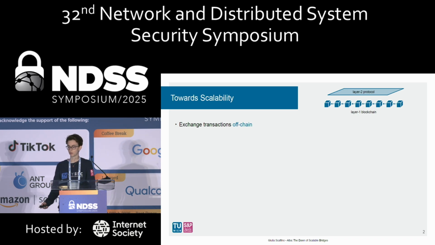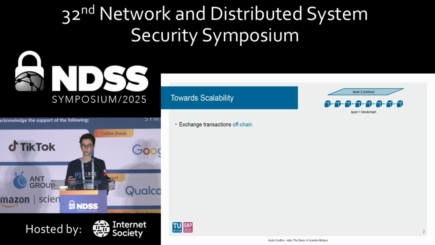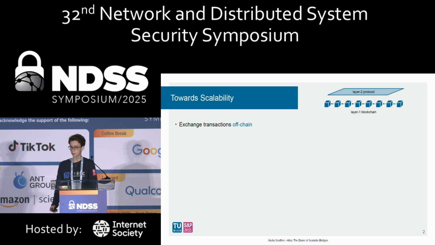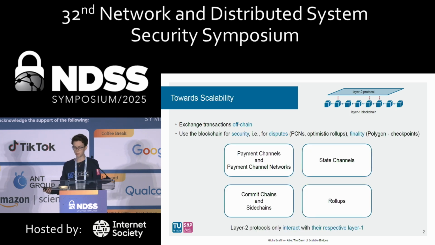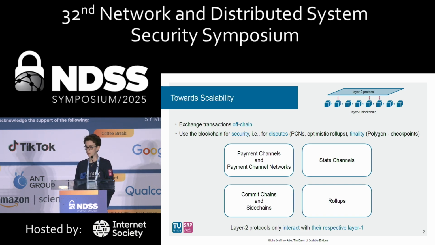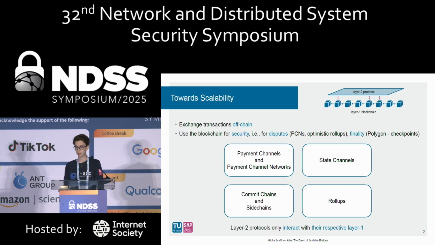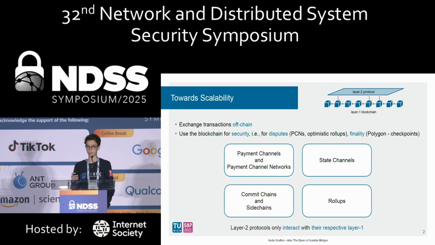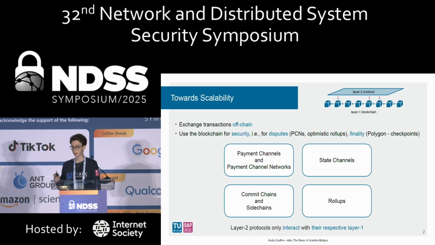many layer 2 protocols that allow users to exchange transactions off-chain. And among these protocols, we have, for instance, payment channels, state channels, commit chains, side chains, and rollups. And they all use the underlying blockchains for security, either for disputes or finality. And I want to highlight that all layer 2 protocols, as of now, only interact with their respective layer 1. So they only exchange information with their underlying layer 1.